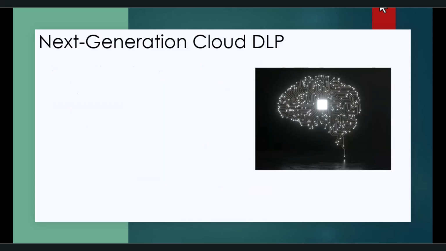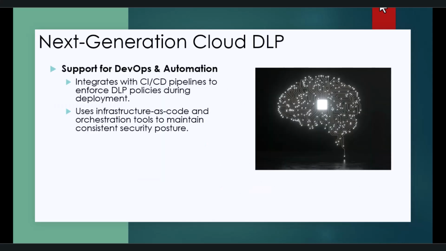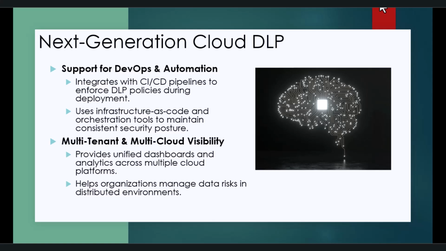There's more. Support for DevOps and automation, with data loss prevention integrating with CI/CD pipelines to enforce DLP policies during deployment, and using infrastructure as code (IaC) and orchestration tools to maintain a consistent security posture. And then multi-tenant and multi-cloud visibility, providing unified dashboards and analytics across multiple cloud platforms. This helps organizations manage data risk in distributed environments, for example, a distributed data lake.